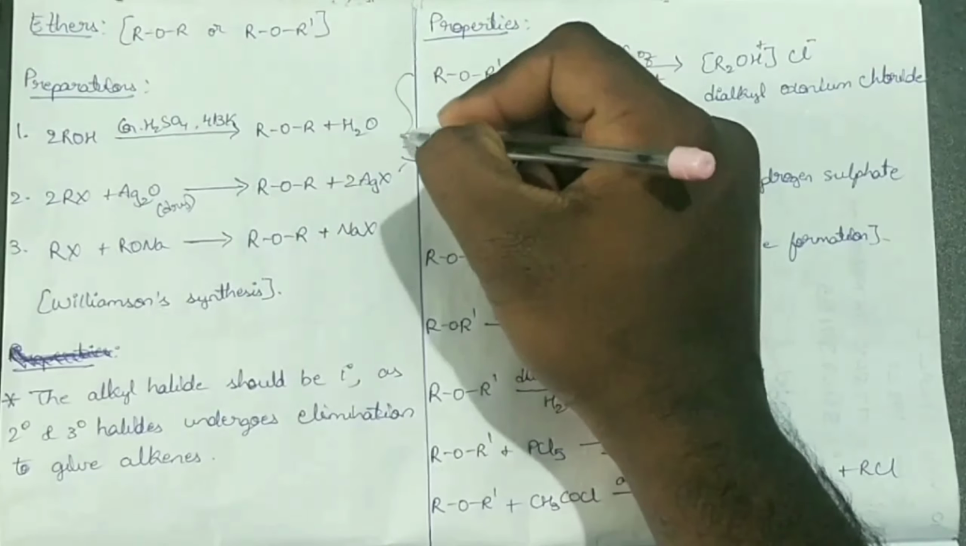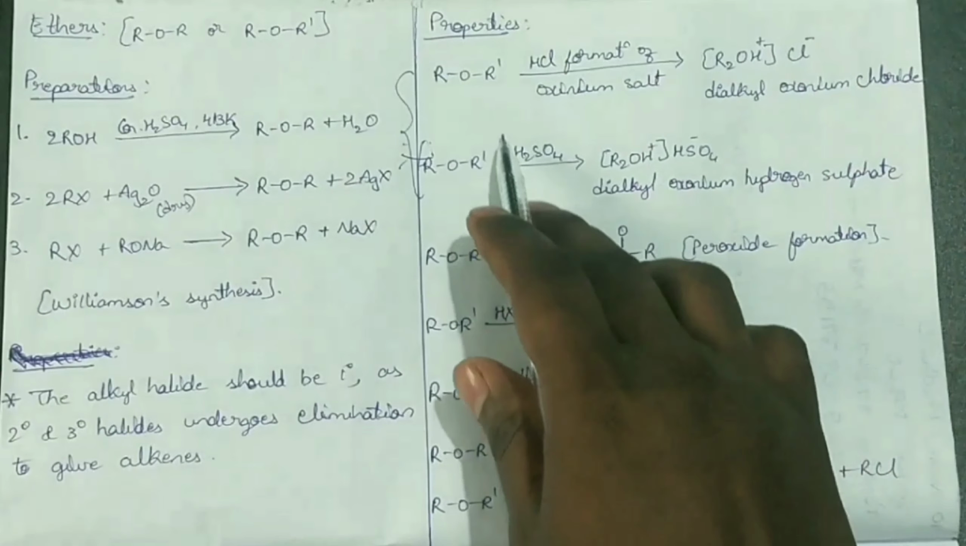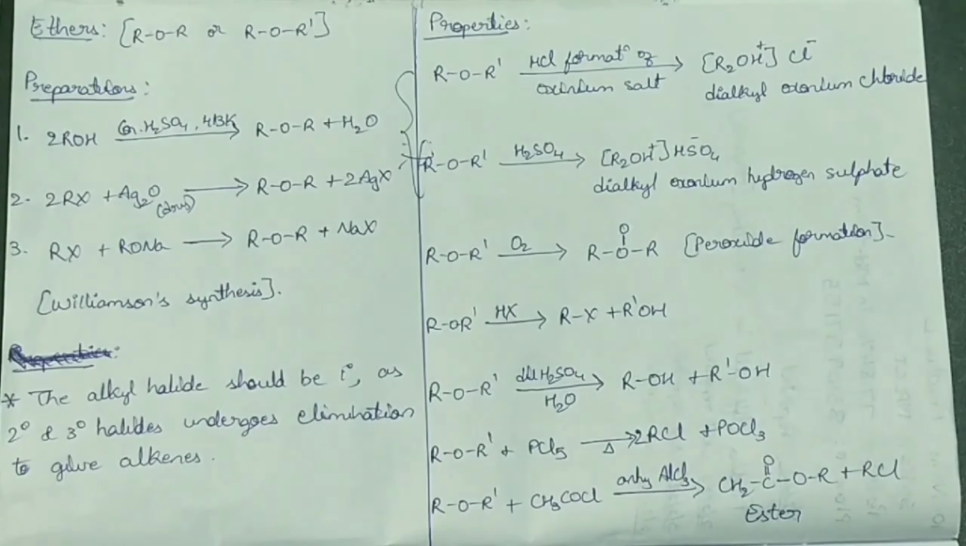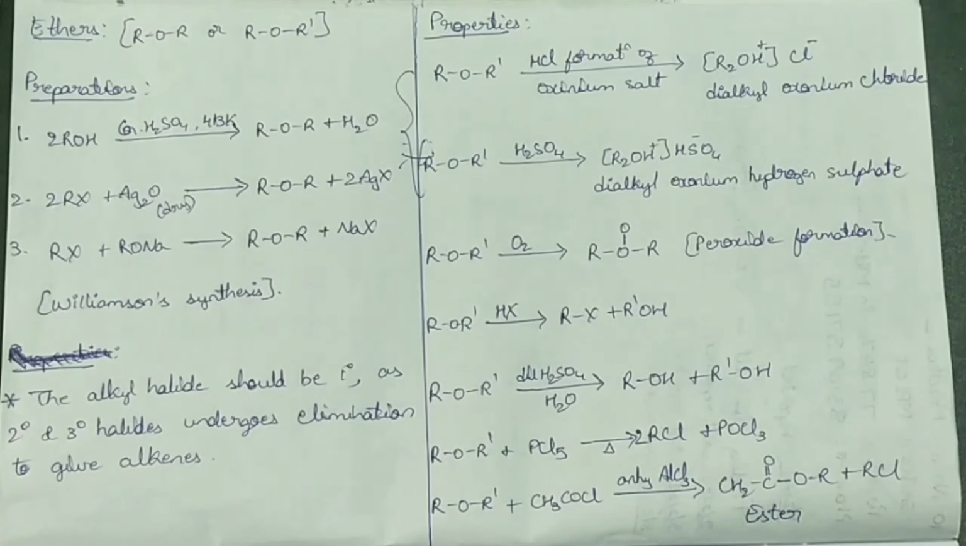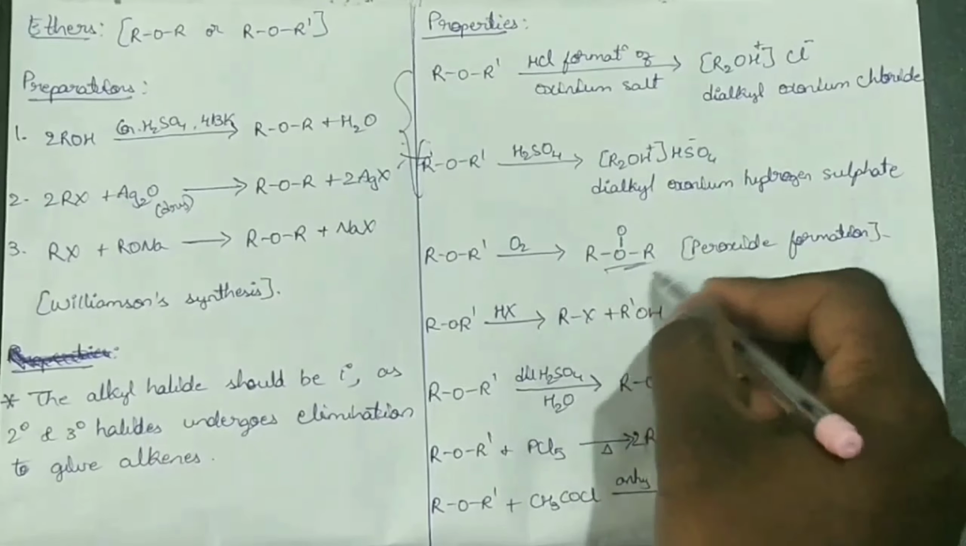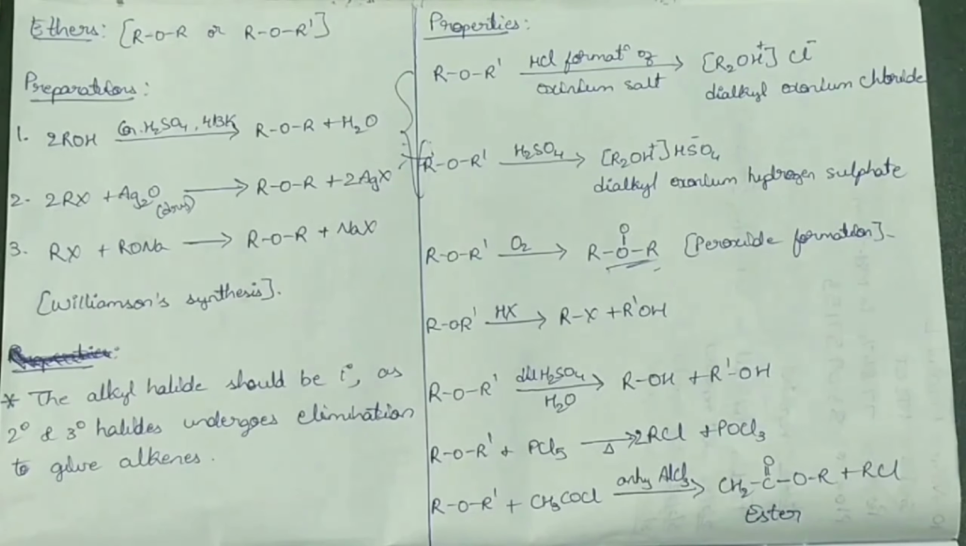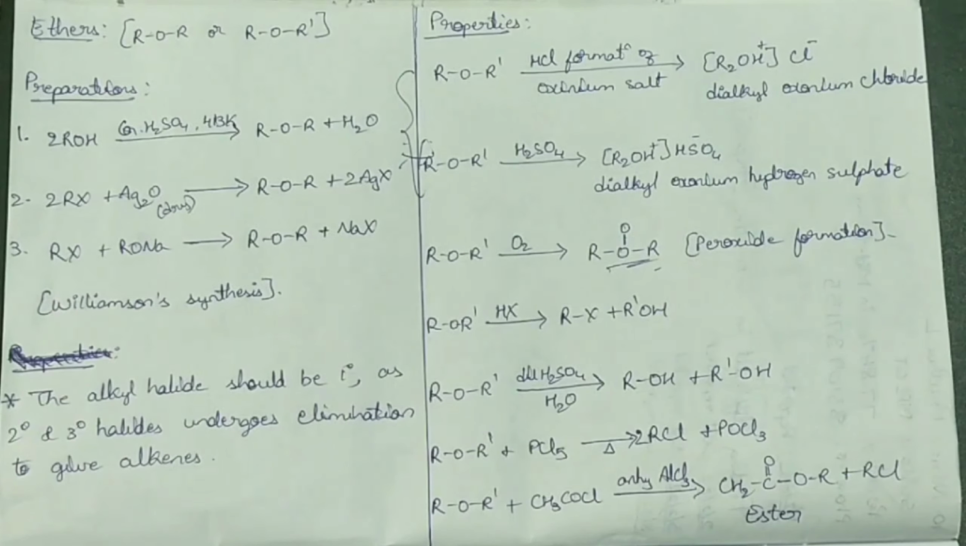These two reactions are used in the formation of an oxonium salt. So next, ethers on oxidation give a peroxide formation. Next reaction will be ether reacting with an HX, halogen acid, gives an alkyl halide and an alcohol. Ether reacting with a dilute H2SO4 along with water also gives a mixture of alcohols. Next, ethers reacting with PCl5, phosphorus pentachloride, gives an alkyl chloride and POCl3.